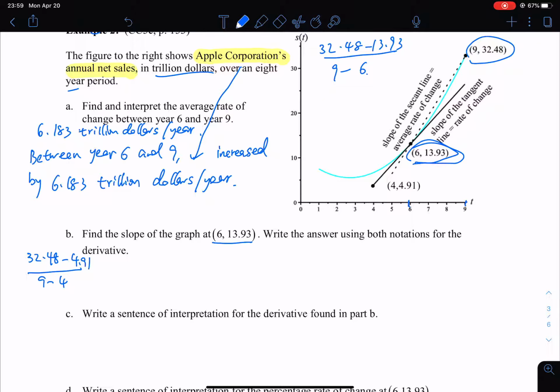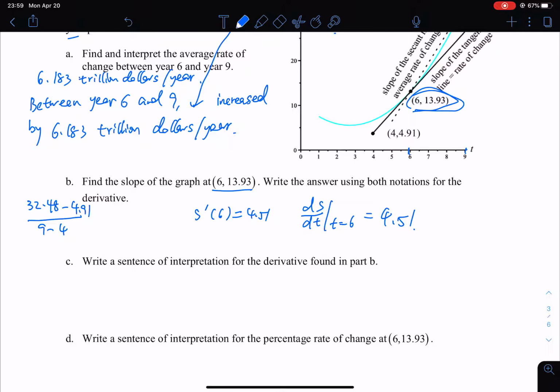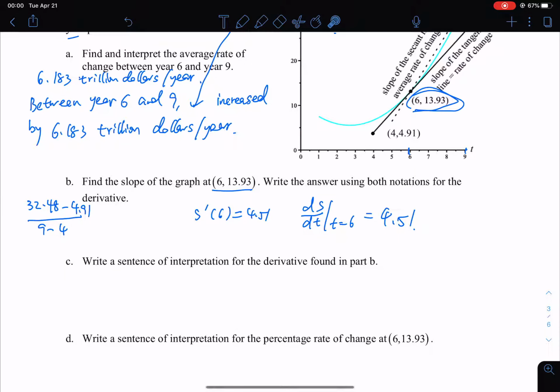So we have to use both notations. The first one is s prime of 6, and the second one is ds/dt, where t is 6. And so example C, write a sentence of interpretation for the derivative found in part B.